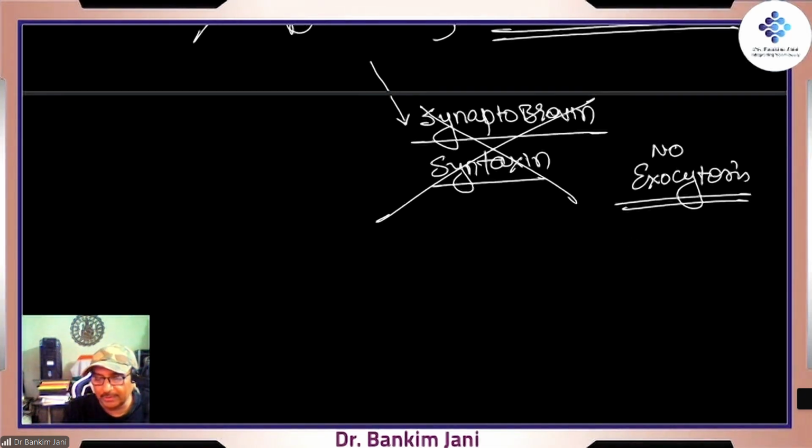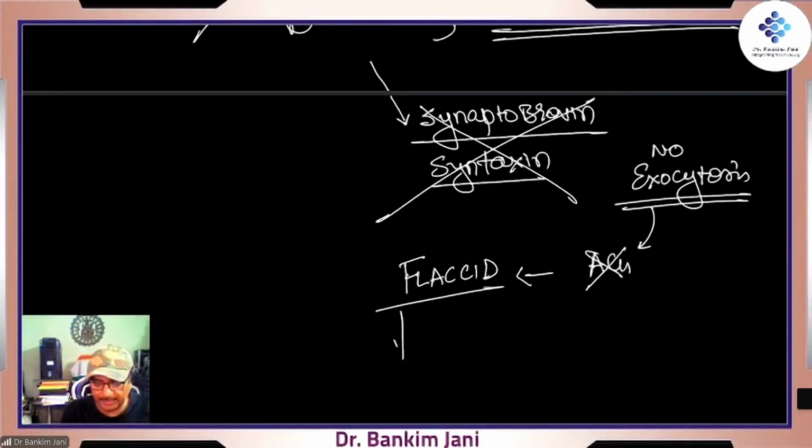So here, synaptobrevin and syntaxin are affected, so no exocytosis, so acetylcholine is not released, so that will lead to flaccid paralysis. All the muscles will become completely weak. It is the flaccid paralysis.